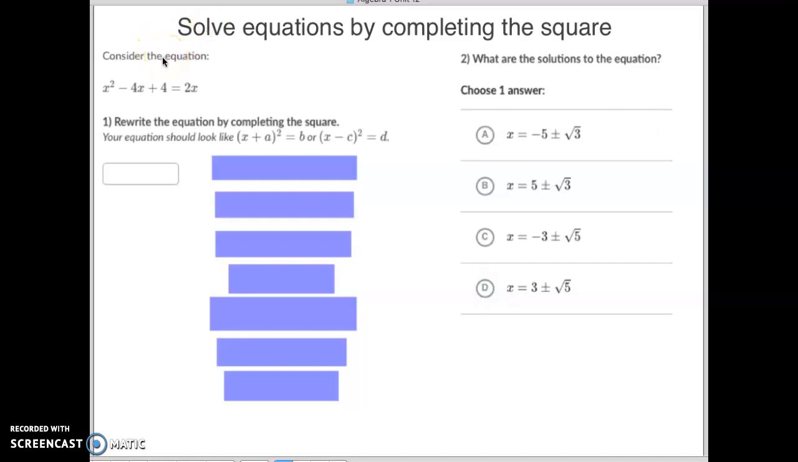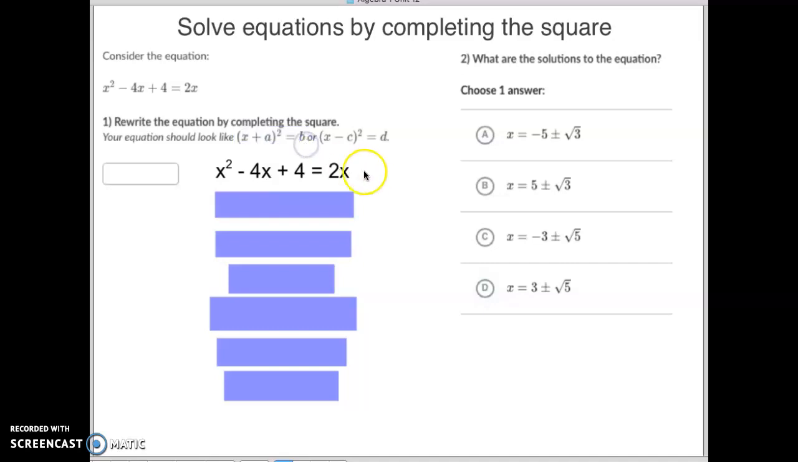There's a two-part question to this one. They say to consider the equation right here, x squared minus 4x plus 4 equals 2x. So I'm just going to rewrite that right here so you can see it. They want us to rewrite this equation by completing the square, and put it in the form of x plus or minus a term equals a term. So we're going to get it to that format.